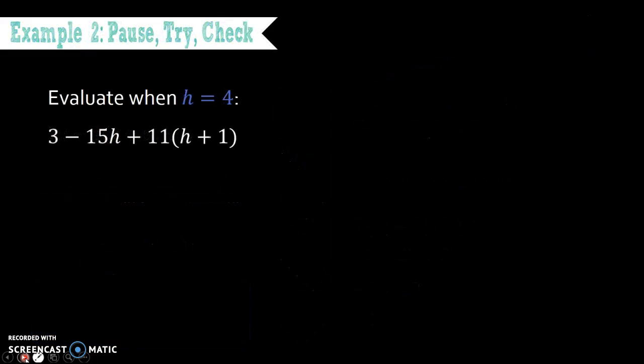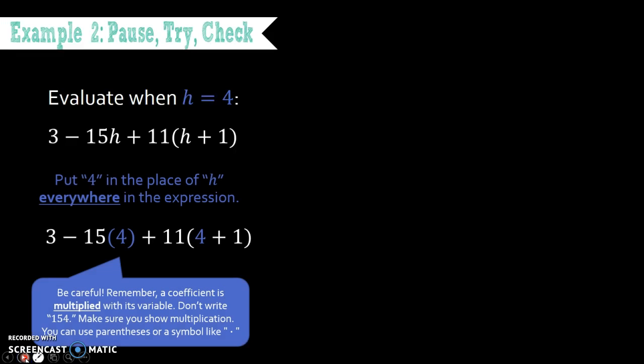Go ahead and pause, try this one, and we'll check it together. Evaluate the expression when h is equal to 4. The first thing we're going to do is place a 4 everywhere that we see the letter h inside our expression. Again, be very careful that when you are multiplying with a coefficient that you're actually multiplying. You're not treating this as the number 154. This means 15 times 4.